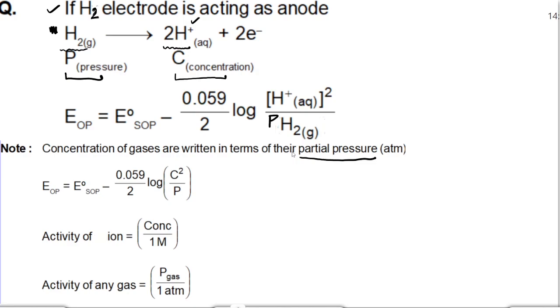Generally, the pressure of hydrogen is given. If it is not given, we take it as standard, 1. But if it is given, like 0.5 atmosphere, then just write 0.5 atmosphere here. The activity of any ion, we can write as concentration divided by 1 molar. The activity of any gas, we take as the pressure of the gas over 1 atmosphere.